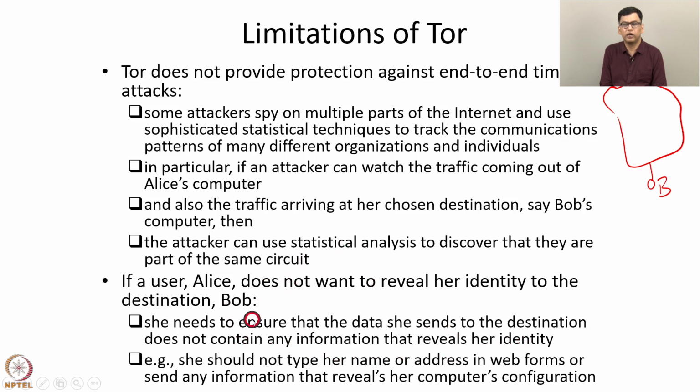So if she types her name or address in web forms or sends any information that reveals her computer's configuration, then the anonymity is compromised. So that should not happen. Hence, Alice has to be careful while communicating with Bob. These are some limitations of Tor.